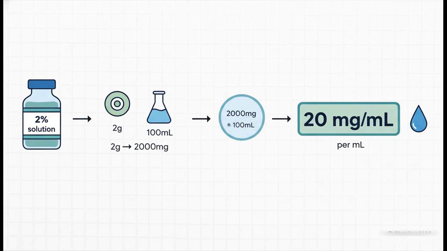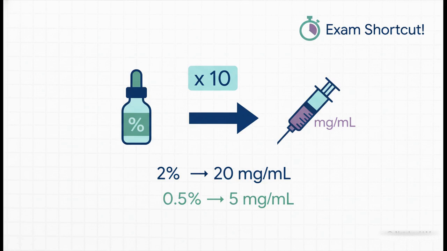So how do we actually use this in a calculation? Let's take a 2% solution. Okay, so we know that means 2 grams per 100 milliliters. And we also know there are 1,000 milligrams in a gram, right? So 2 grams is the same as 2,000 milligrams. Now we have 2,000 milligrams per 100 milliliters. Do a little quick division, and we land on our final strength, 20 milligrams per milliliter. The logic is perfect. But let's be honest, doing all those steps on a timed exam is way too slow.